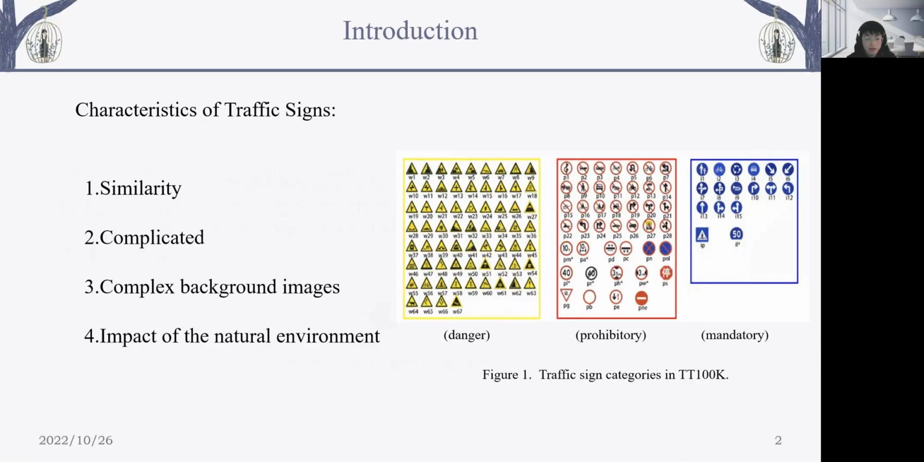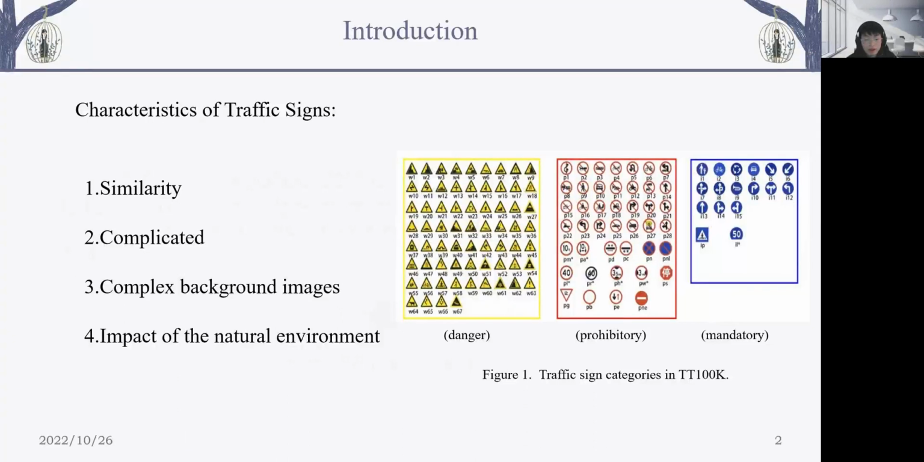Then we can organize what features the traffic sign have. We can see the figure 1. Figure 1 shows some very common traffic sign contains 3 common types: danger, prohibitory, mandatory. You can take a look at the picture and we can easily find two features. One, the same kind of traffic signs are very similar. And two, their internal structure is very complicated.